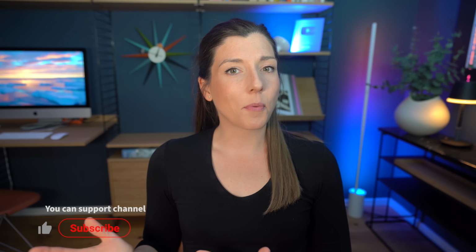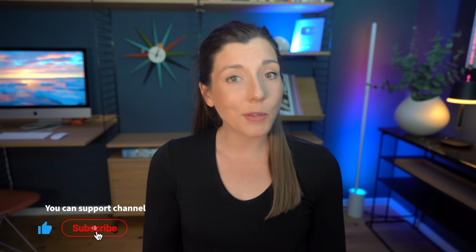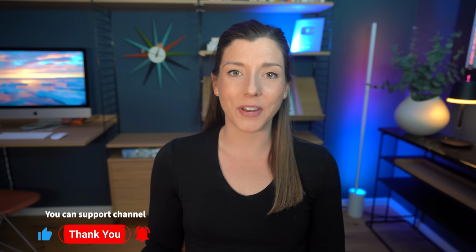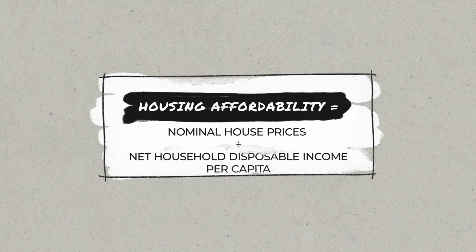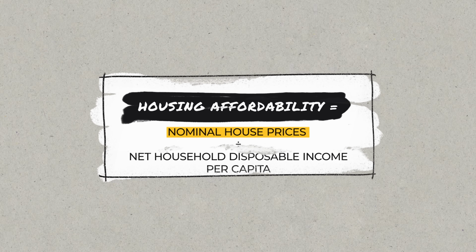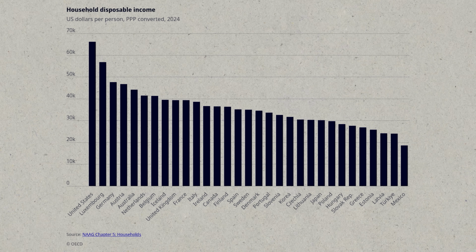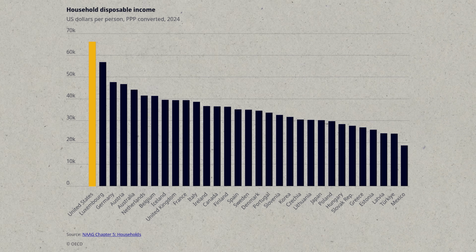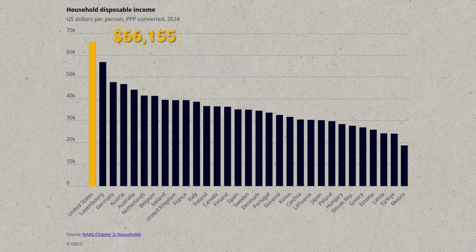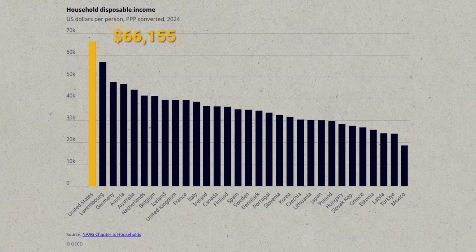The OECD's price-to-income ratio, which is what I'm using as a point of comparison for this video, measures housing affordability by dividing nominal house prices by net household disposable income per capita. Net household disposable income per capita reflects the money that's left over after taxes and transfers to show the average spending available among citizens in a country. For a bit of perspective here, US net household disposable income per capita is $66,155 a year based on the OECD's latest reading.